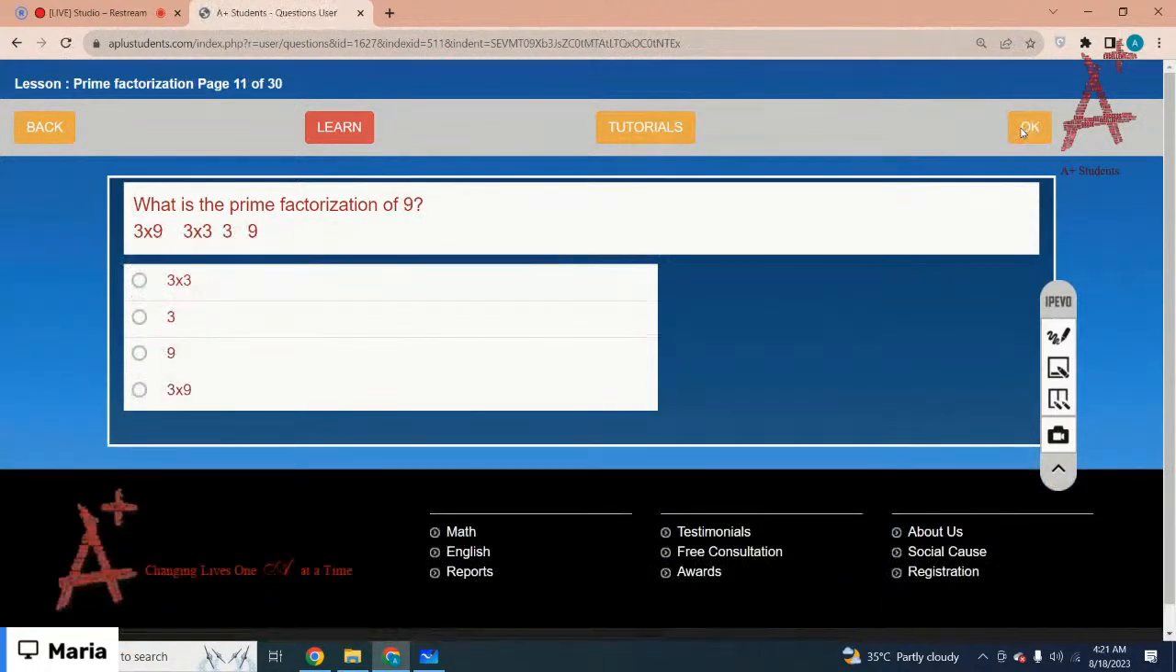The next one is, what is the prime factorization of 9? Which is the correct option? That would be 9. 3 times 3 is 9. Option number 1 is the correct option.